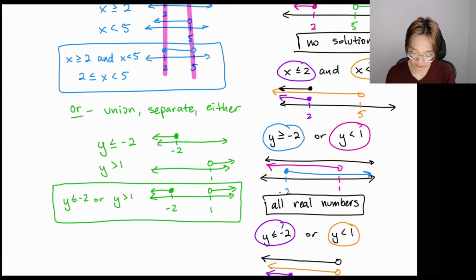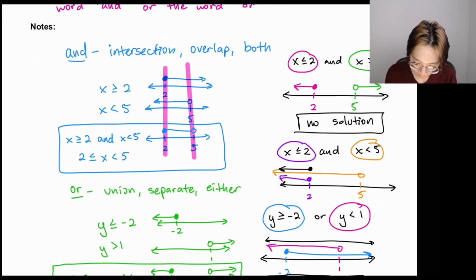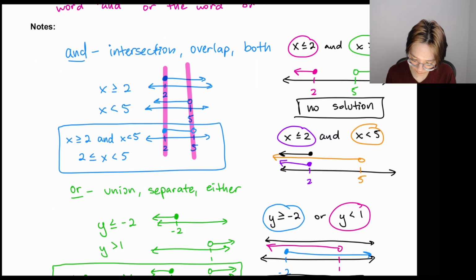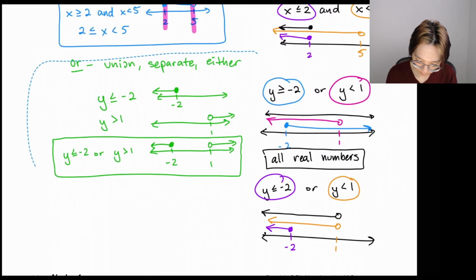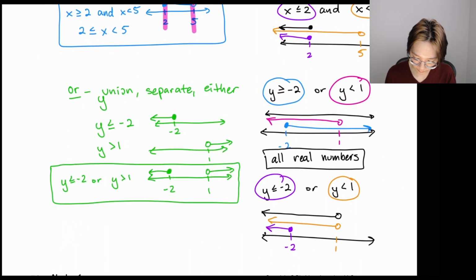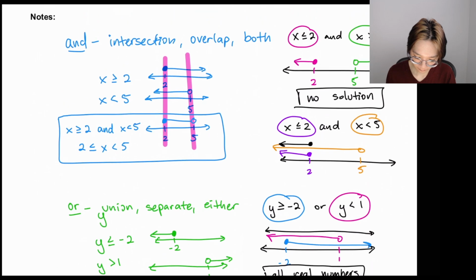So those are some special cases that you have for the both of them. I'll separate these two just a little bit more. So those are for and. These are for or. I'll even draw a line between them.